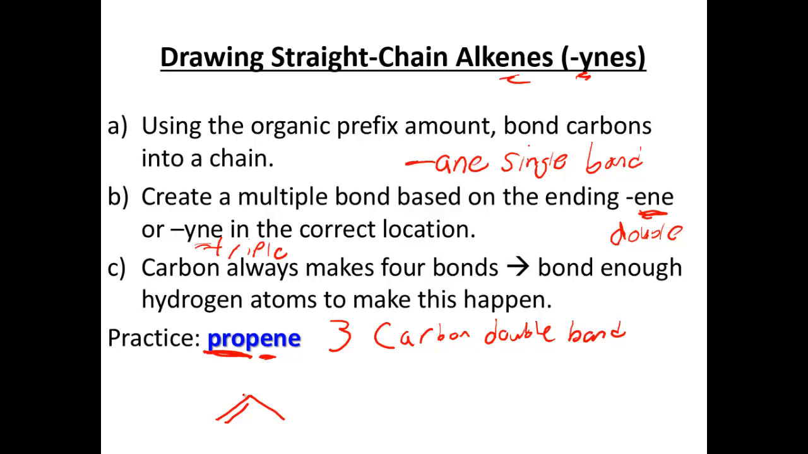Now remember, if we were to look at how many hydrogens, we'd have a hydrogen, 2 hydrogens, 1 hydrogen here, 2, 3 here. So 1, 2, 3, 4, 5, 6 total hydrogens. 3 times 2 would give us our 6. So our formula here would be C3H6 for propene.